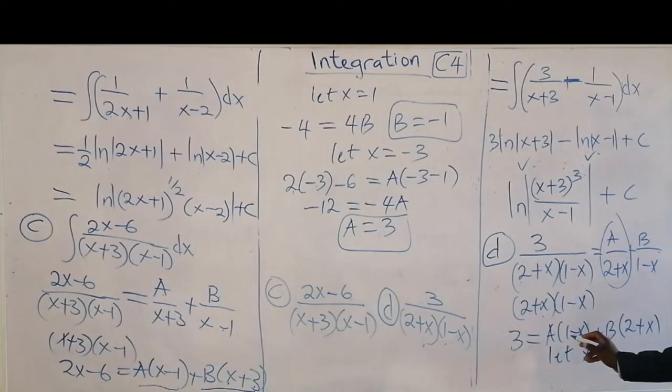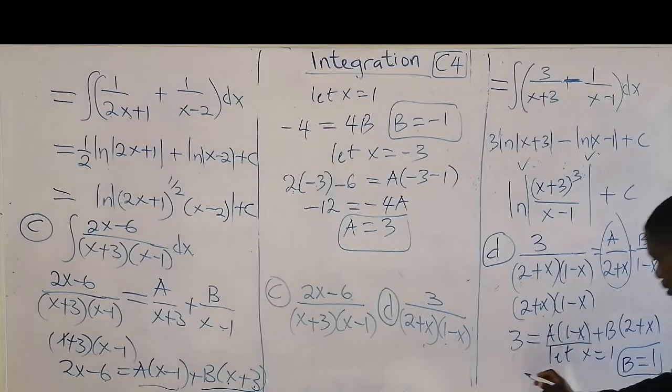So let x be 1. If x is 1, 1 minus 1, so this one will cancel. So we have 2 plus 1, which is what? Which is 3. So b is what? b is 1. Okay, which is 3 equal to 3b.